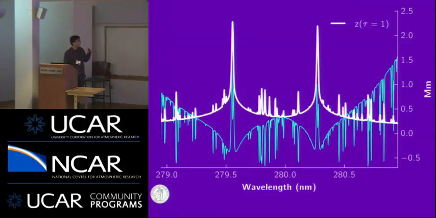In white, I have the height of tau equals 1, so the typical mean formation height of the lines. You see here that the K and H lines go almost to 2.5 megameters. And this subordinate triplet, this one and around here, is kind of unremarkable, around 1 megameter. It's not that different from the other lines around here.